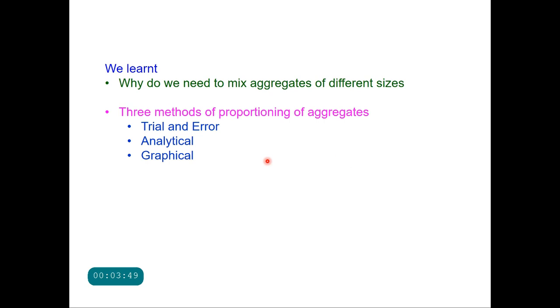So friends, in this session we have learned the need to mix aggregates of different sizes and where we need them. And we have discussed three methods of proportioning of aggregates: trial and error method, analytical method, and graphical method. The analytical method is very simple and very accurate. The graphical method is slightly time consuming, but it is also quite accurate. And the trial and error method depends upon the skill of the user.